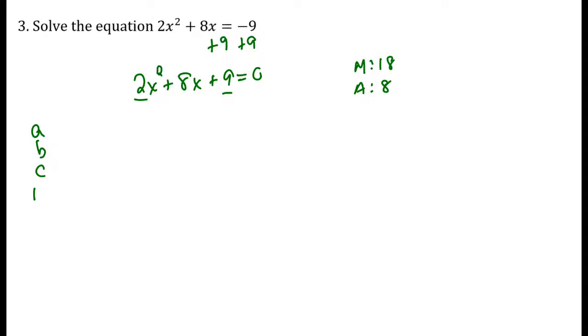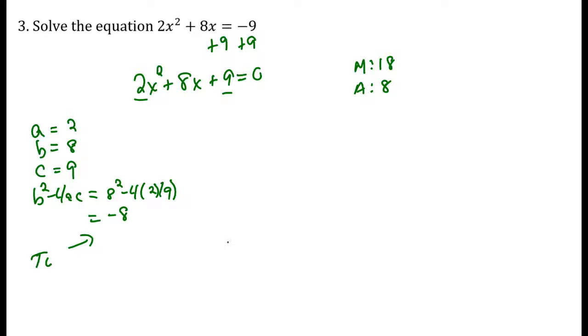A, B, C, b squared minus 4ac. A is 2, b is 8, c is 9. My discriminant is 8 squared minus 4 times 2 times 9. Reach over to your calculator and type that in. I got a discriminant of negative 8, which makes sense that I can't factor this because I have two complex solutions. You don't need to write that every time, but I have two complex conjugate solutions.